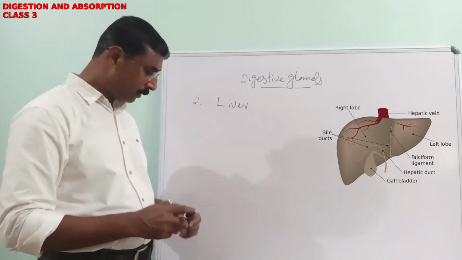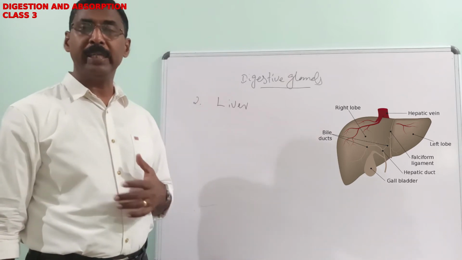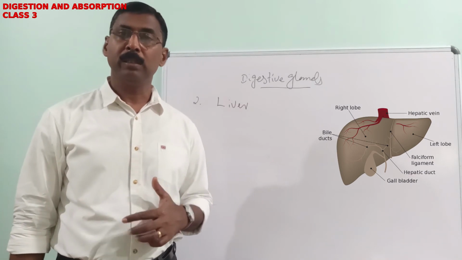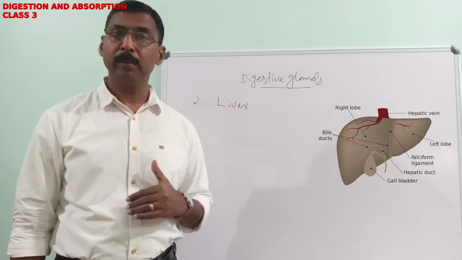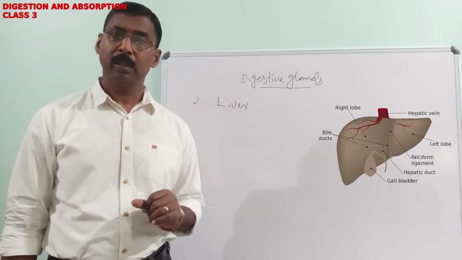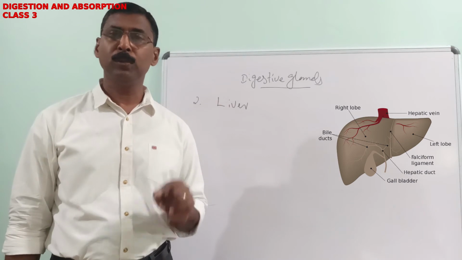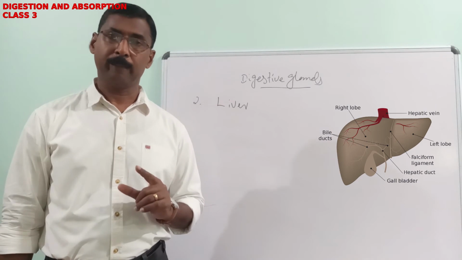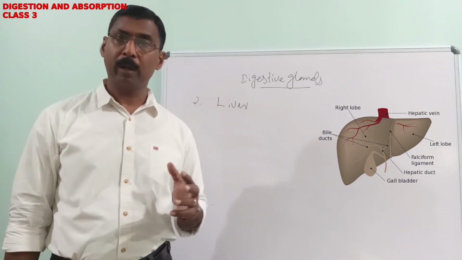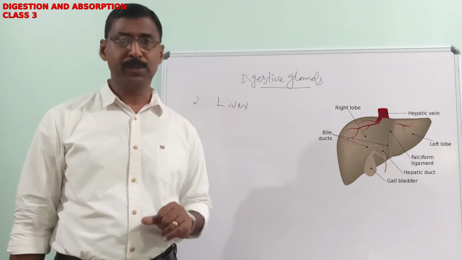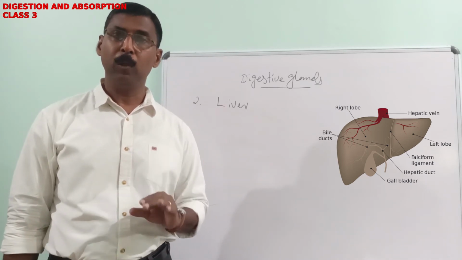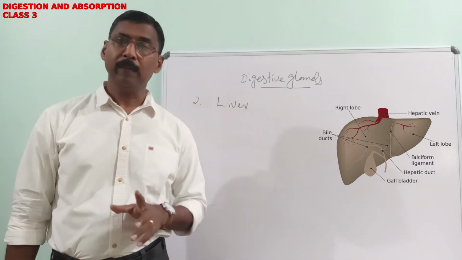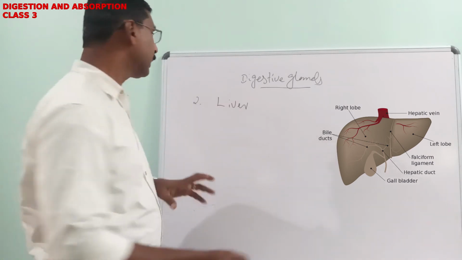And liver is situated on the right side of the abdominal cavity, below the diaphragm. It weighs about 1.2 to 1.5 kilogram in an adult human being. Dark reddish brown in color. It has two lobes. You can see the diagram of the liver there. And the liver is made up of cells called hepatic cells.